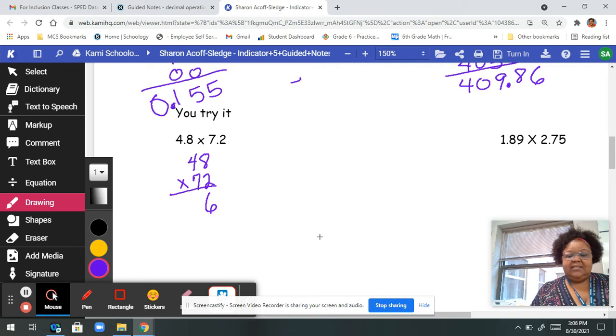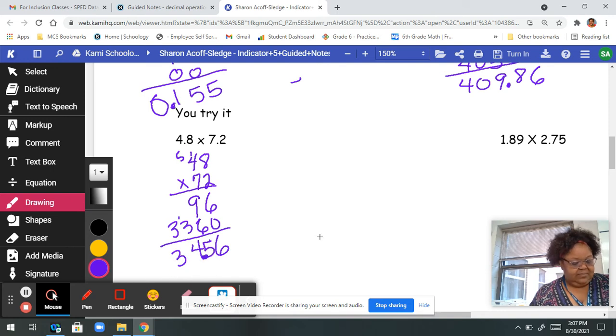2 times 8 is 16, carry 1. 4 times 2 is 8, that's 9. 7 times 8 is 56, carry my 5. 7 times 4 is 28, plus 5, 33. Nothing wrong with those fingers. 9 and 6 is, I should have put a 0 there. 9 and 6 is 15. 3 plus 1 is 4. And I have two numbers behind my decimal. Okay?